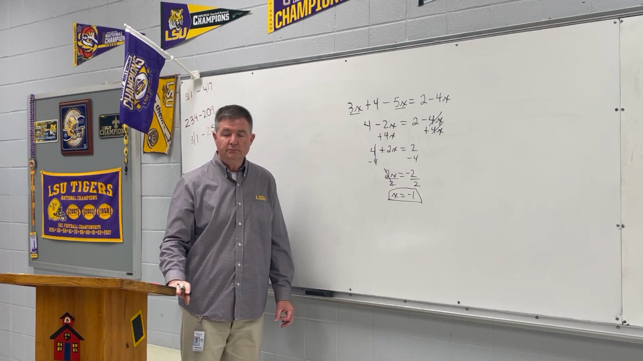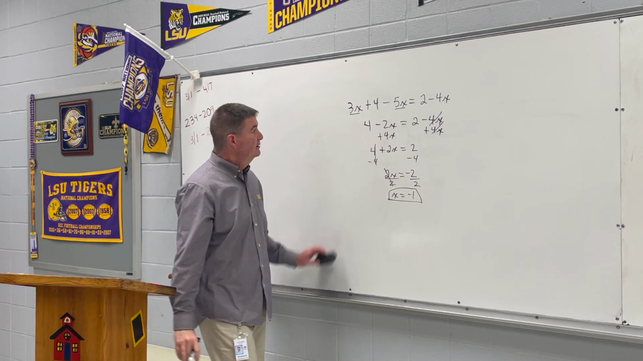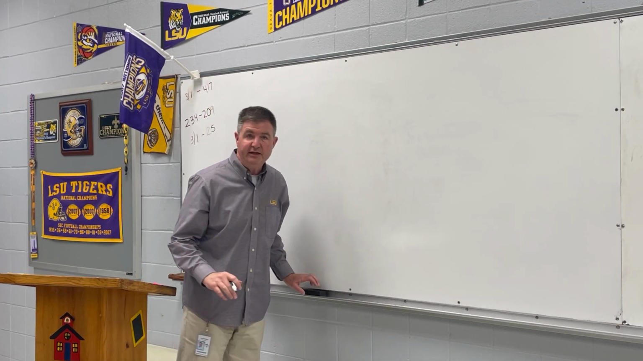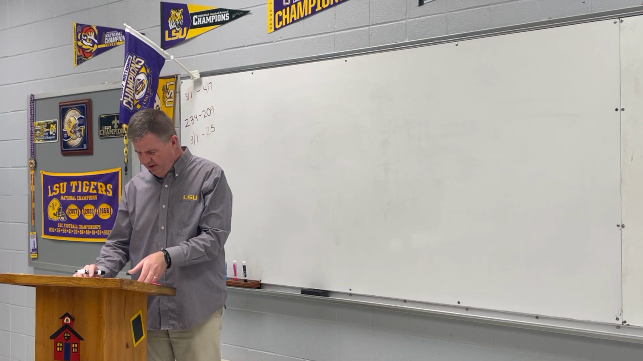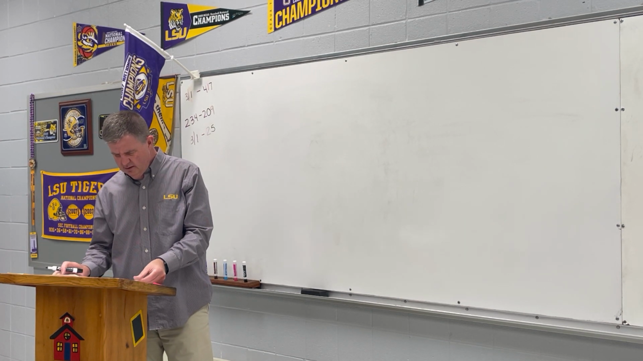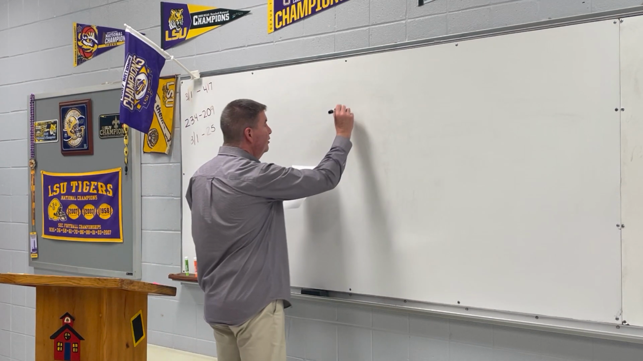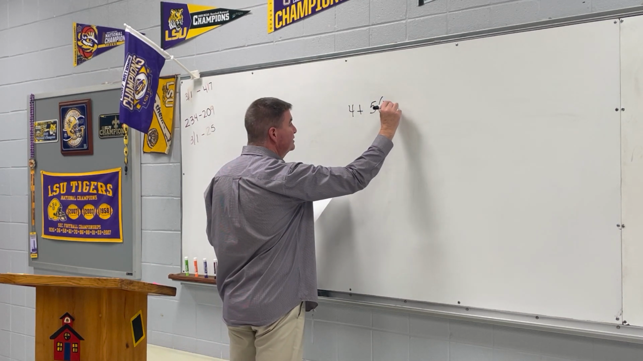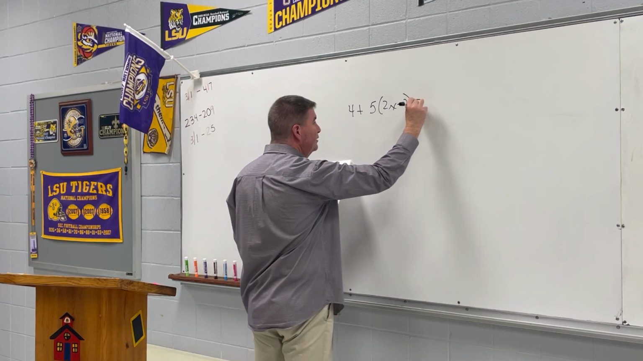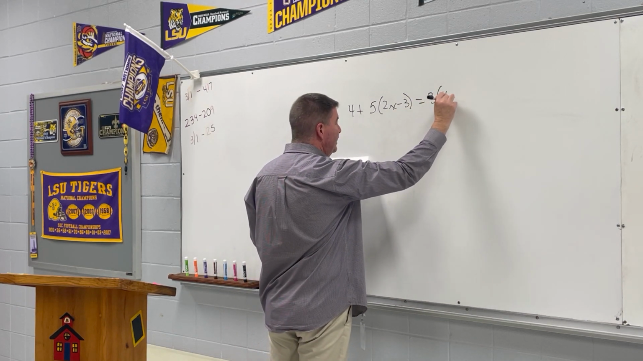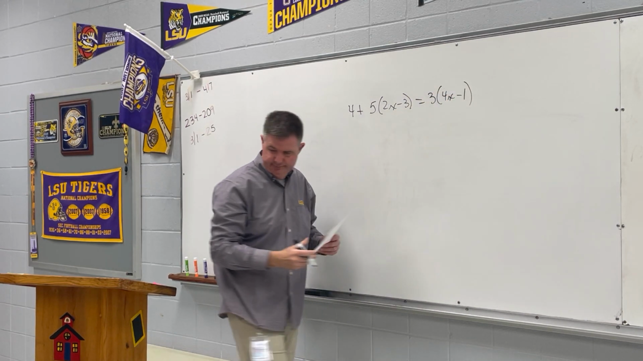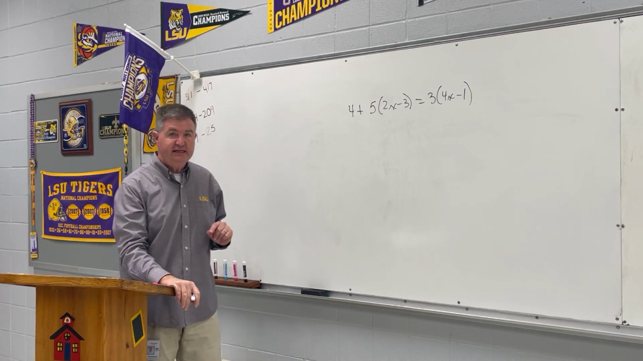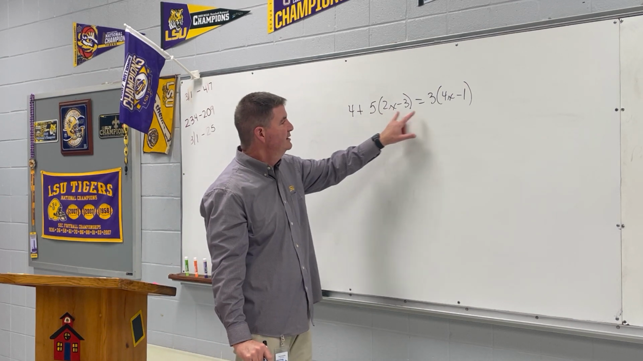And finally, the most difficult, if you will, or the one that you have to do the most to: we're going to have 4 plus 5 times (2x minus 3) equals 3 times (4x minus 1). In this one here, the difference is we have these parentheses.